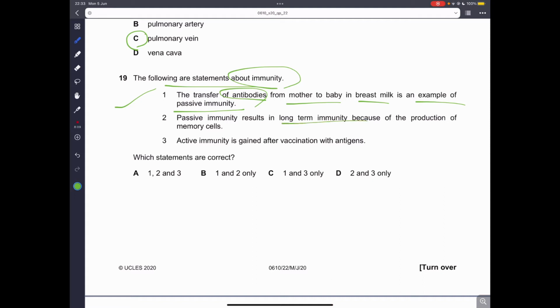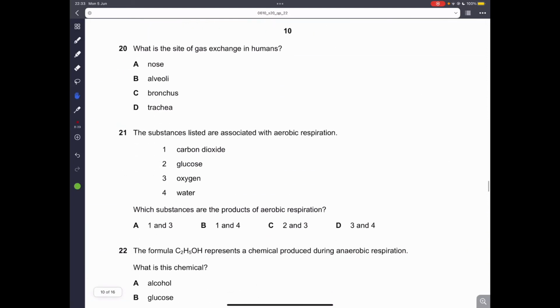Passive immunity results in long-term immunity because of the production of memory cells. This is absolutely false. It should be active immunity. Passive immunity does not result in long-term immunity. In fact, passive immunity results in short-term immunity because it does not produce any memory cells. Okay, active immunity is gained after vaccinations with antigens. This is correct. So 1 and 3 are correct, and therefore C is the correct answer.